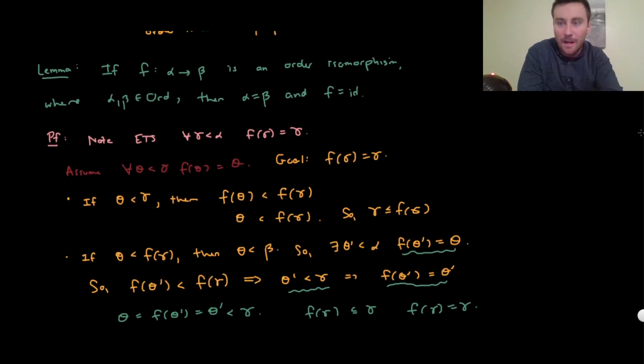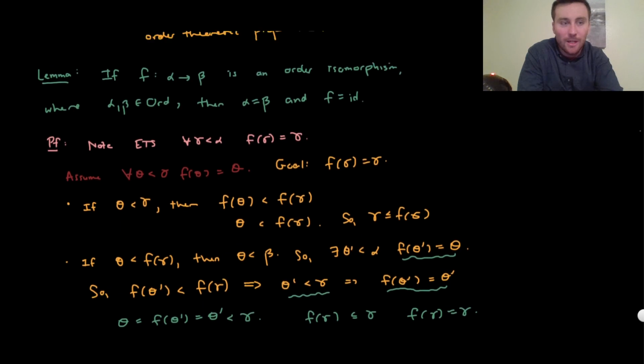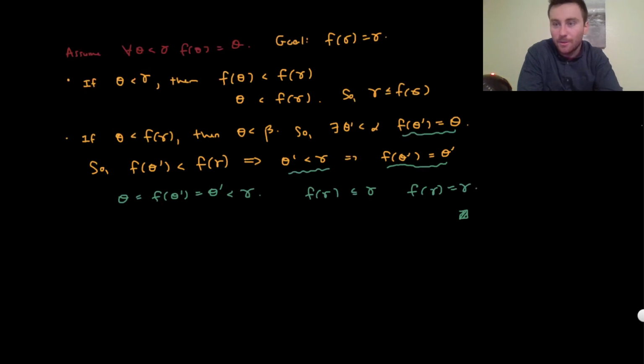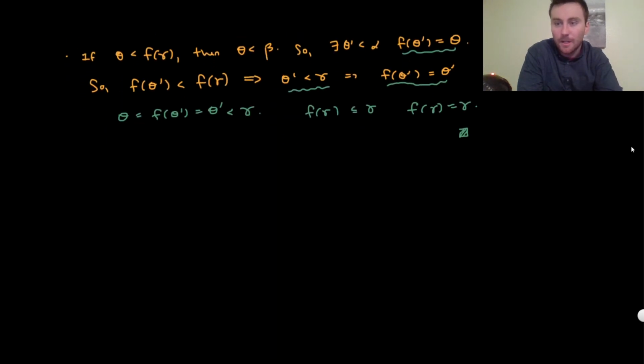So that means that for every single ordinal less than alpha, it must be the case that f of gamma is equal to gamma. And so then we get our result. This is more of a technical lemma, but it's going to be useful for us in the proof of the next theorem. Okay, so what is the result? This is what we're going to prove in the next video. We can maybe list it as a theorem.